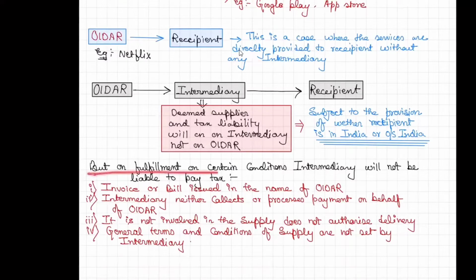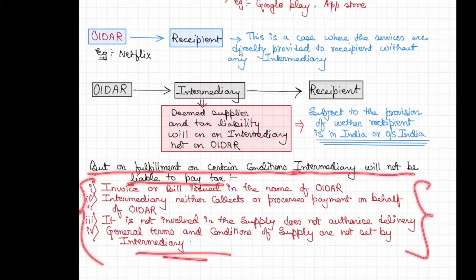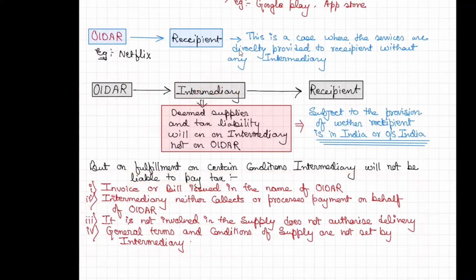But on fulfillment of certain conditions, the intermediary will not be liable to pay tax. Okay, if the intermediary fulfills these 4 conditions, and these are very logical conditions, once we read them you will get it, then the tax liability will again move on to the OIDAR, not to the intermediary. What are those conditions? Invoice or bill issued is in the name of OIDAR. Correct. The bill that I have received from the intermediary is on OIDAR services.